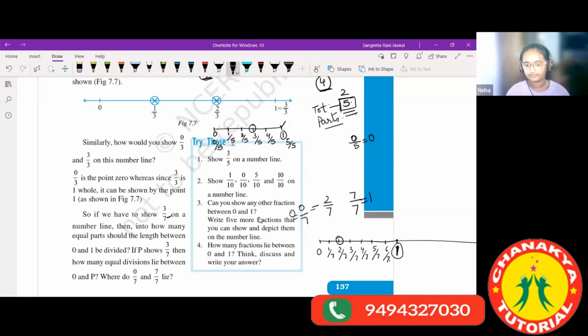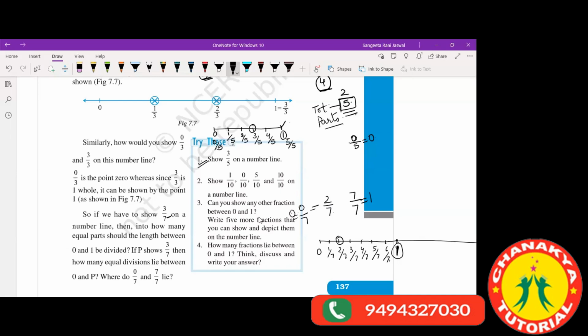If I tell you to show 3 by 5 on the number line, will you be able to show it? Please do it in your notebook.